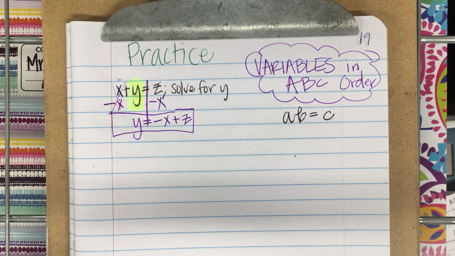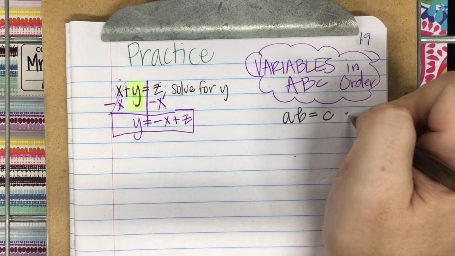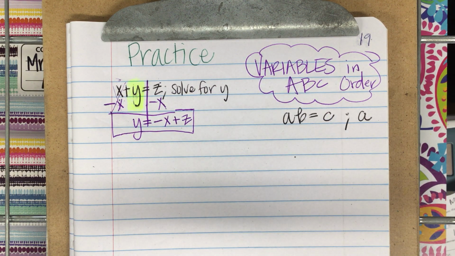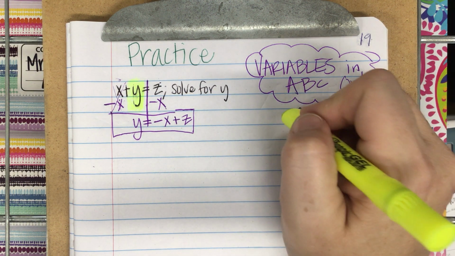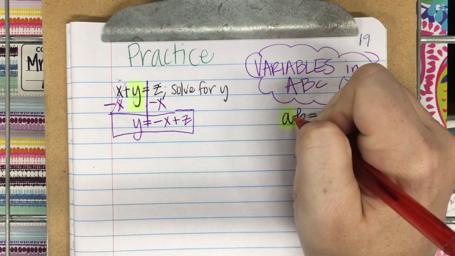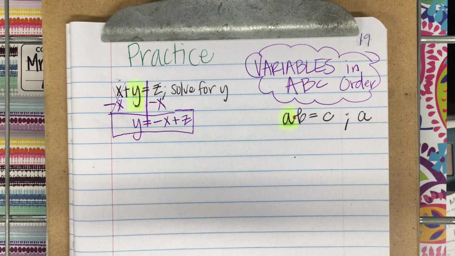AB equals C. And to save myself a little bit of space, I'm going to say solve for A. So I'm going to highlight it just because it helps my brain. It's a visual cue. So AB equals C. Now, if you look at that and you're like, what? I could say A times B equals C, and that may help us recognize what we need to do. Because I want A to stay by itself. I want A to be alone.